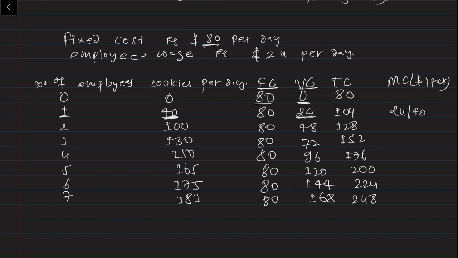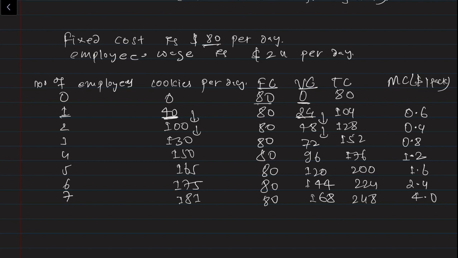Okay, so this is 0.6, and then as you can see, the additional variable cost is again 24, and the additional packs of cookies produced is 60, right? So this is 24 divided by 60, which is 0.4. Again, the additional variable cost is 24. Additional packs of cookies produced is 30. So 24 divided by 30, that is 0.8. Similarly, you can find other values. So this is 1.2, 1.6, 2.4, and 4.0.